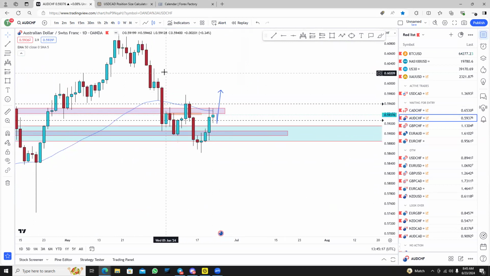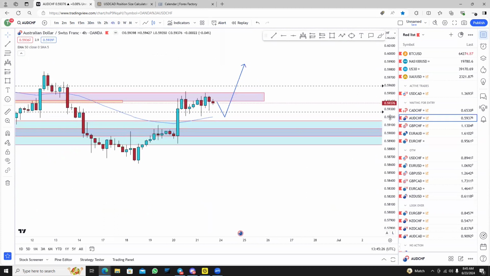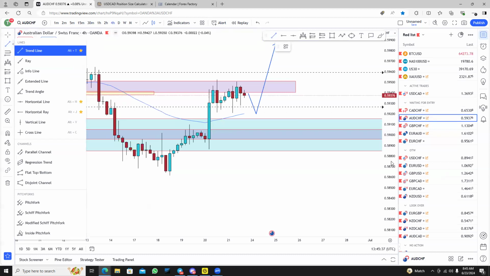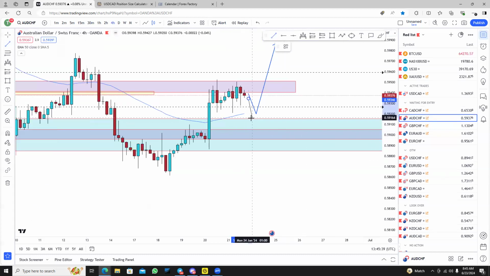So what we're looking for is, even though the daily is bearish, the weekly and the 4 hour are bullish. What we want to see is a slight rejection. I guess I don't have it out. Yeah, I do. So we want to see this go like so. We want to see it wick into our 4 hour here.